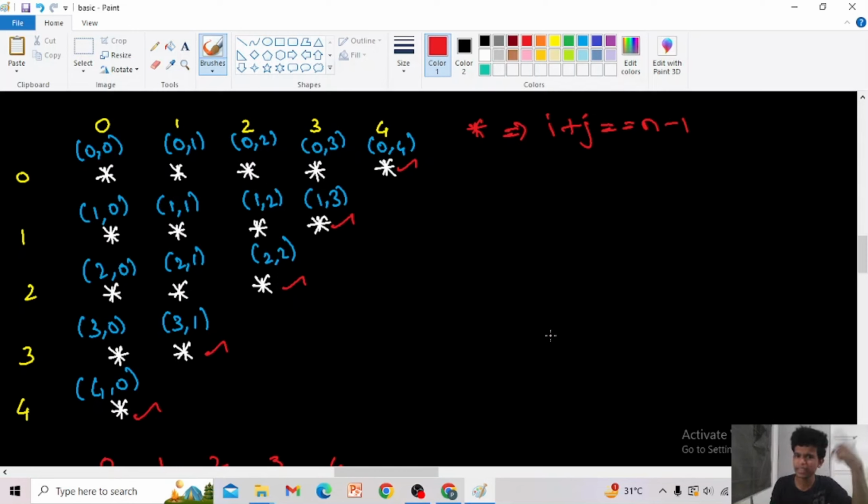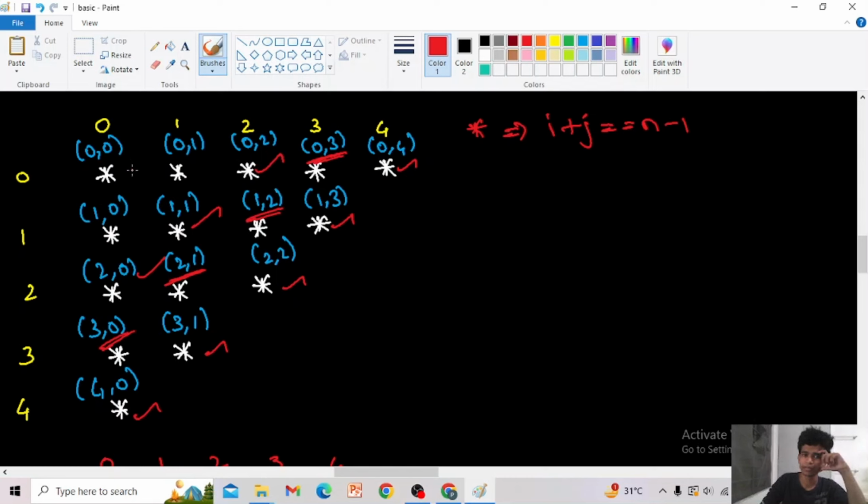And then what is the second observation? See here, what is the sum of this value? It is 3. What is the sum of this value? It is 3. What is the sum of this value? It is 3. And the sum of this value is also 3. Then we can observe this star, this star, this star. Their sum is only 2, and their sum is only 1, and this sum is 0.